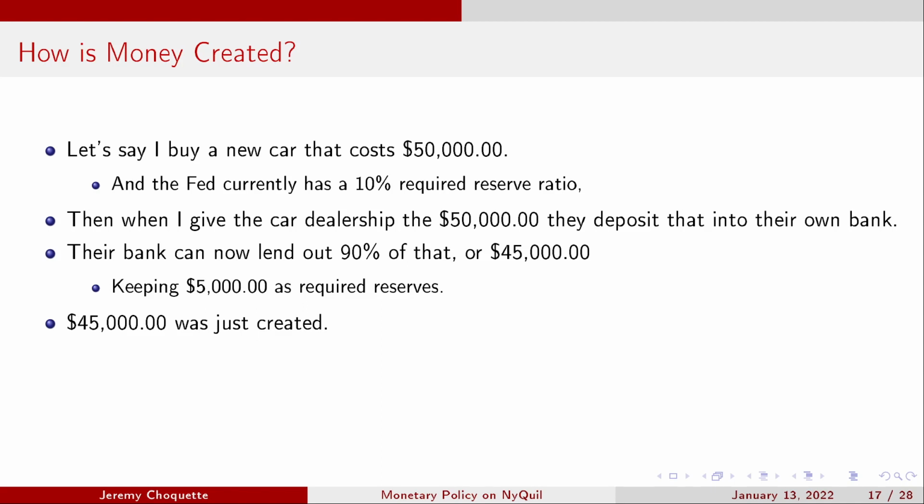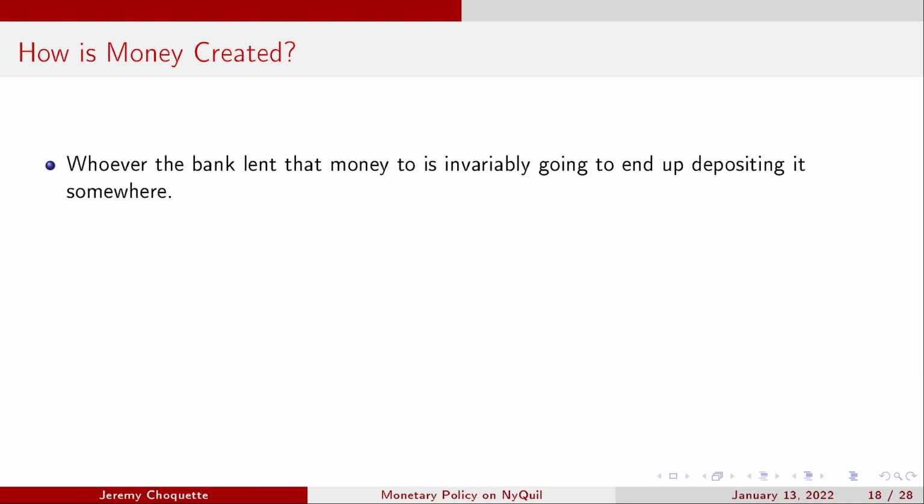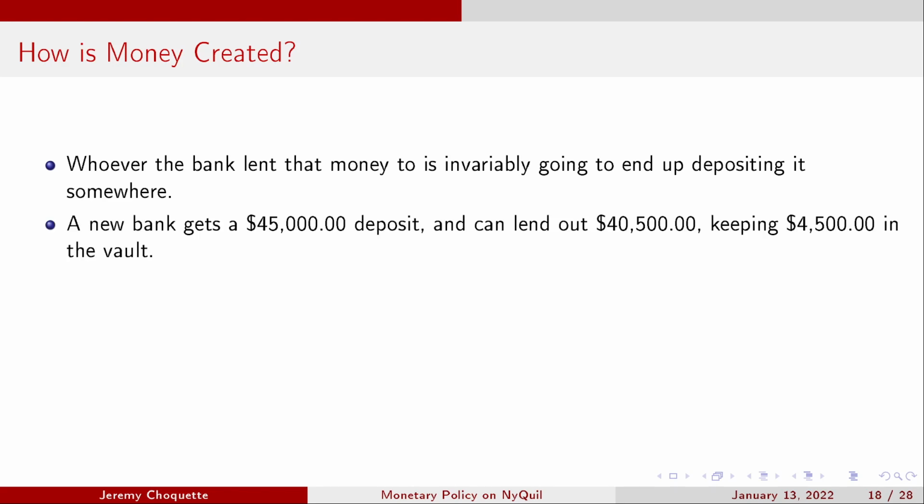Now, as soon as they lend out that $45,000, $45,000 was just created. Why is that? Well, because in fractional reserve banking, the deposit is a form of money, but the cash that was deposited can be lent out, which is another form of money. Thus, we make even more money. So every single time money is deposited and then loaned back out, we're creating new money. Whoever the bank lent that money to is invariably going to end up depositing it somewhere, right? Because if somebody wants to borrow $45,000, who knows? They're going to get maybe another car, a boat, something, right? That money's going to get deposited somewhere in a bank.